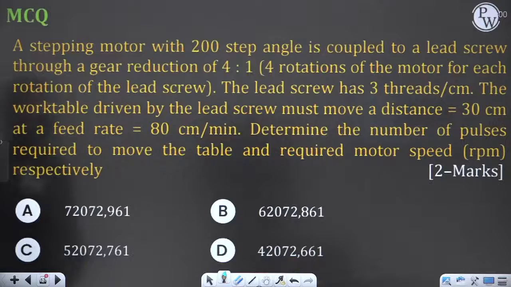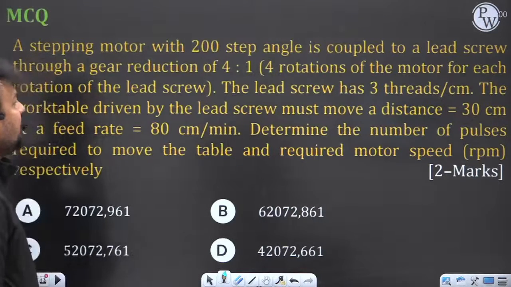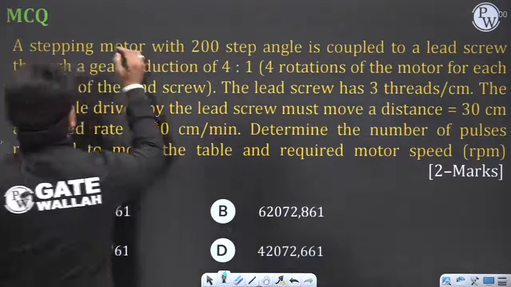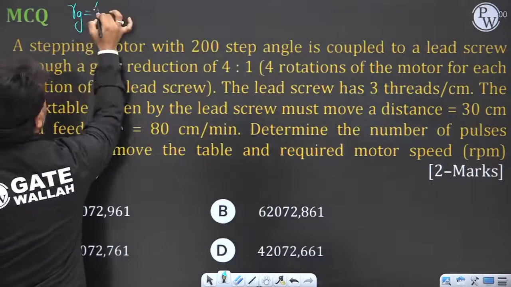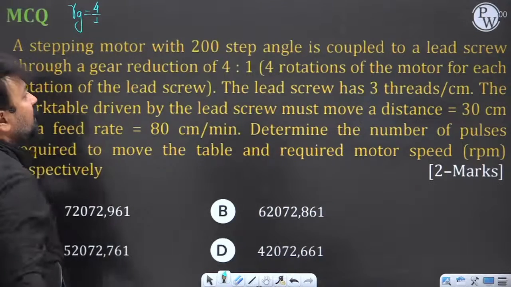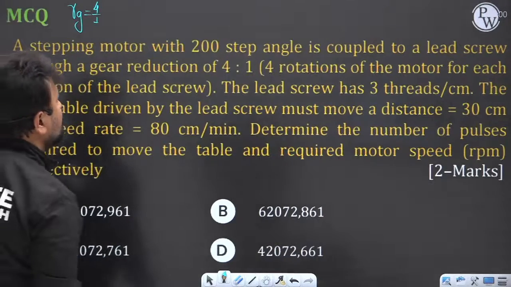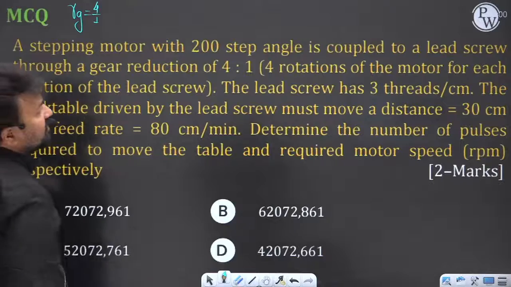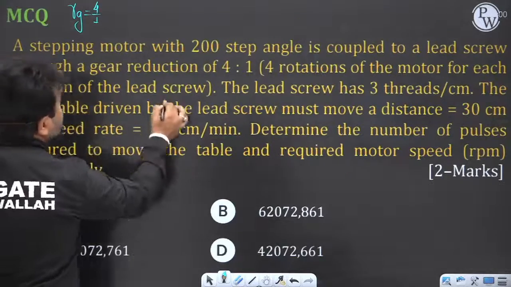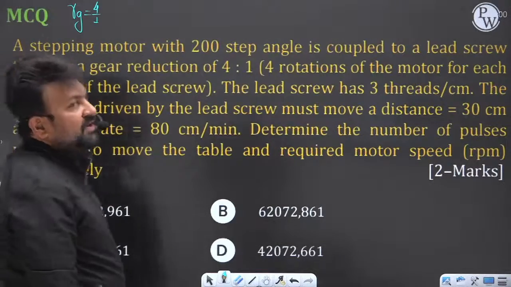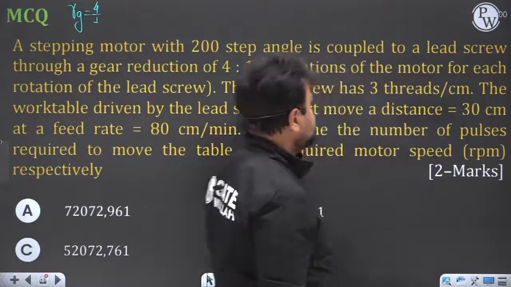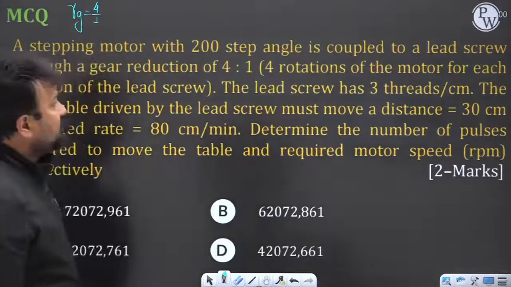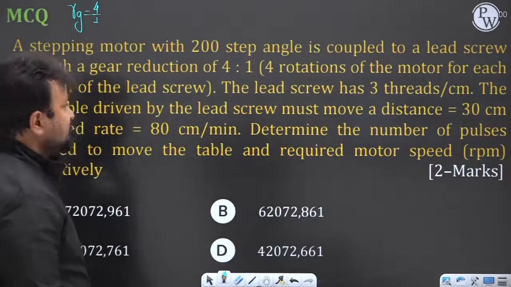A stepping motor with 200 step angle is coupled to a lead screw through a gear reduction. There is a gear ratio, RG is a gear ratio, my dear. That is 4 by 1 is given. It means that for each 4 rotations of the motor, the lead screw rotates 1 time. Clear? The lead screw has 3 threads per centimeter.